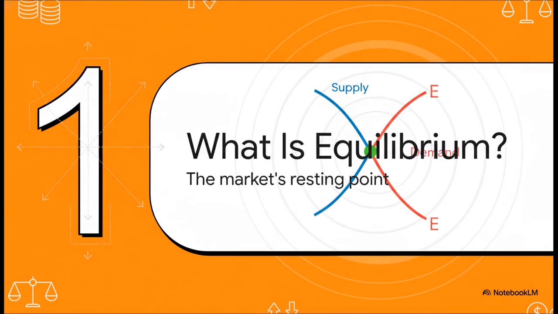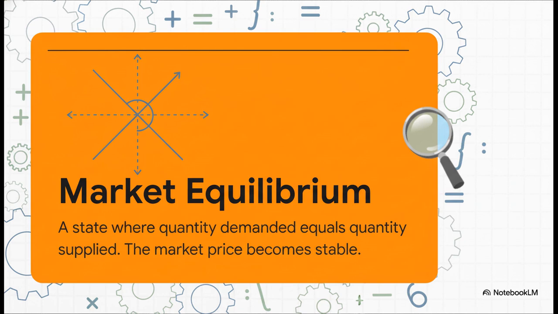All right, first things first, what exactly is this equilibrium we're talking about? Well, think of it as the market's happy place. It's that stable resting point where everything is perfectly in balance. Now, the key phrase here is willing and able. It's not just about what people want, it's about what they can actually afford to buy. And it's not just about what sellers could make, it's about what they're actually willing to sell at a certain price. When those two forces meet perfectly, the price just settles. There's no pressure for it to go up or down.